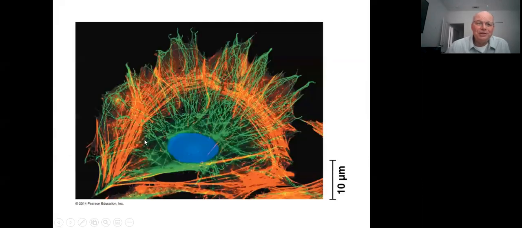So here you can see the various components of the cytoskeleton stained with different colored stains. And so you can see microtubules and you can see microfilaments. And I believe you can also see the intermediate filaments. The different colored stains highlight different components of the cells.